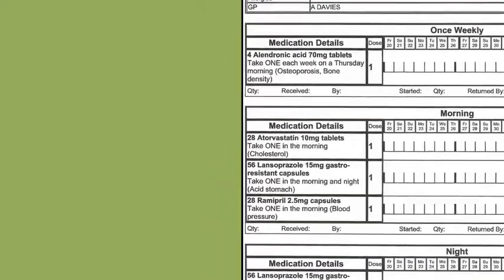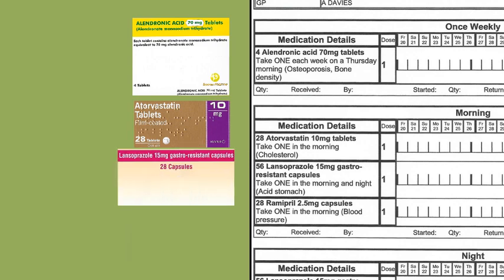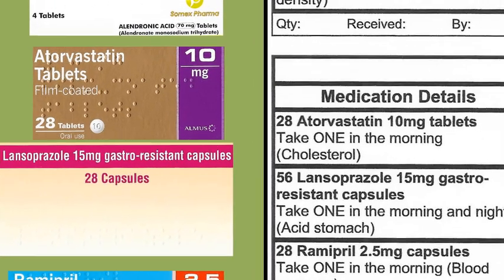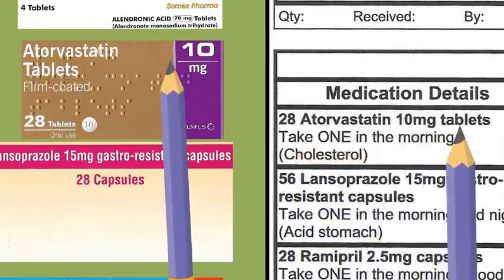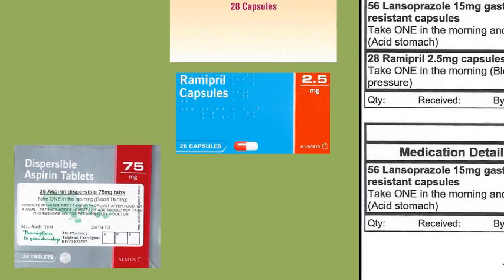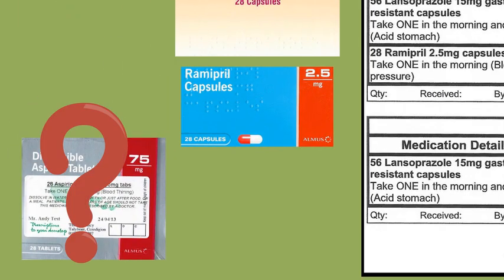Check that the medication in the bag corresponds to the MAR chart by lining the medication against the MAR chart. Ignore the labels at this stage. If you are missing any medication or have spare medication, then contact the pharmacy.